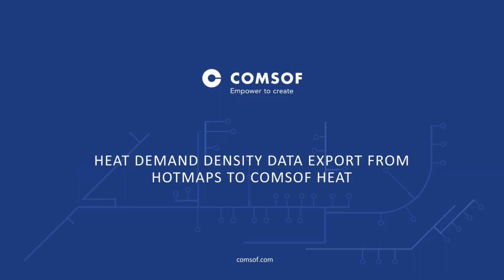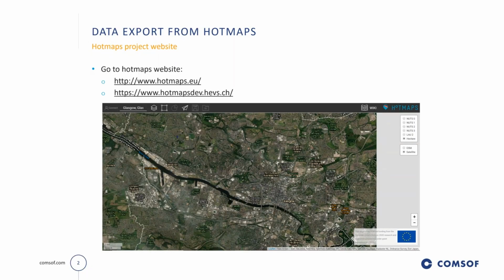Okay, so until now we saw what Hotmaps is and how they derive their data sets. Now we are going to see how we can export this data from Hotmaps and how we can convert it to peak heat demand so that it can be easily used in Comsof Heat. So first, let's start with how to access this Hotmaps tool.